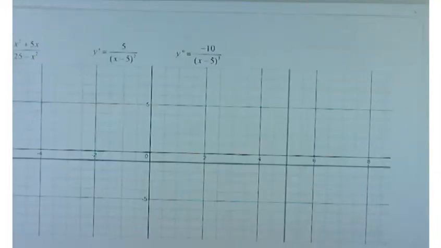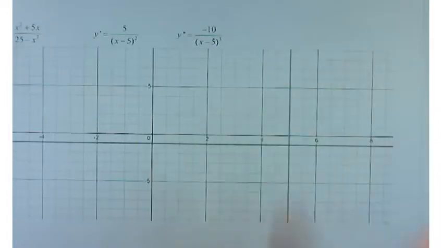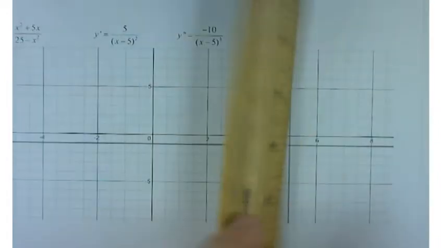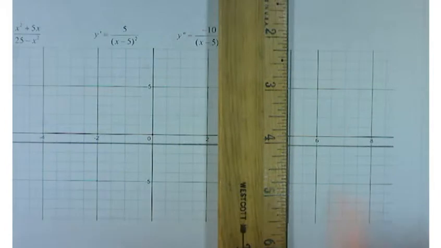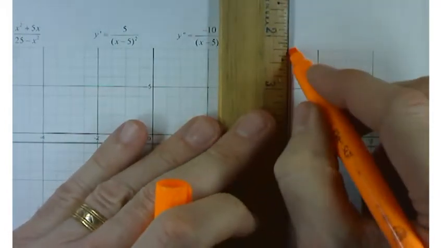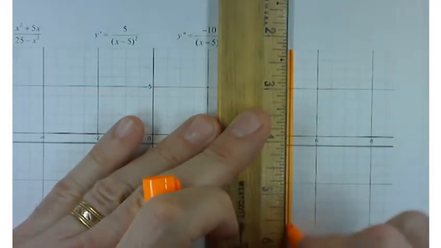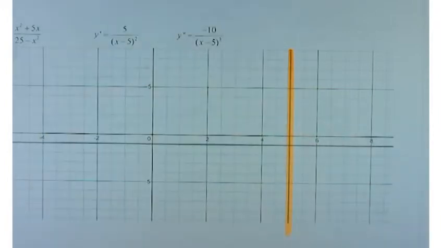So let's draw that. Oh, wait. Somebody else drew it for you. All right. So we've got a vertical asymptote here at x equals 5. That's part of the shape of our graph. So x equals 5.